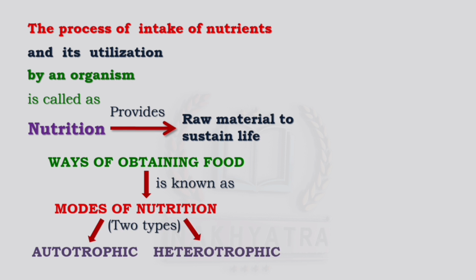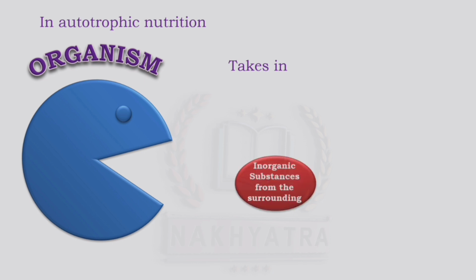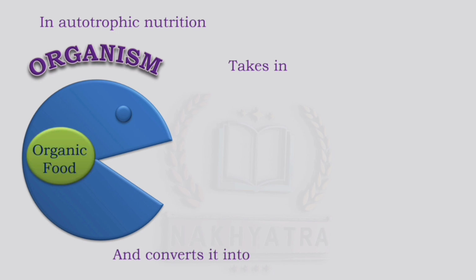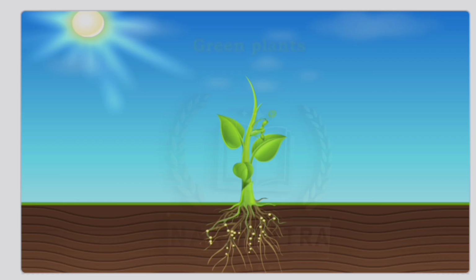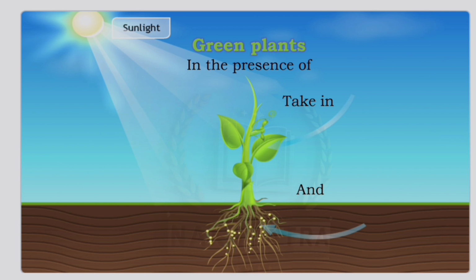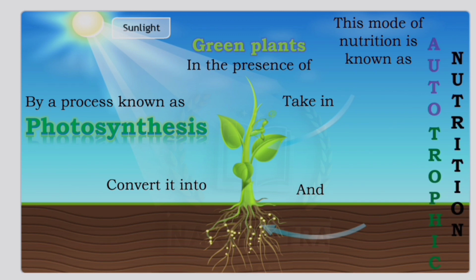Alright, first we will see autotrophic nutrition. In autotrophic nutrition, the organism takes in inorganic substances from the surroundings and converts them into organic food. For example, green plants in the presence of sunlight take in carbon dioxide from the atmosphere, which is an inorganic substance, and water from the soil, which is also an inorganic substance, and convert them into food by a process known as photosynthesis. So this mode of nutrition is known as autotrophic nutrition. Here auto means self and trophic means nutrition.